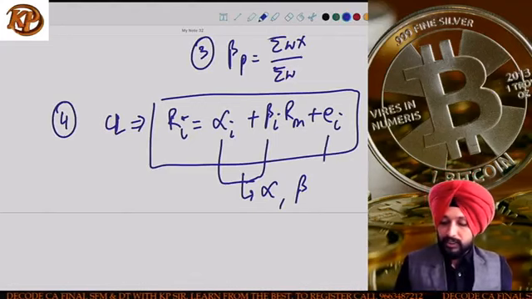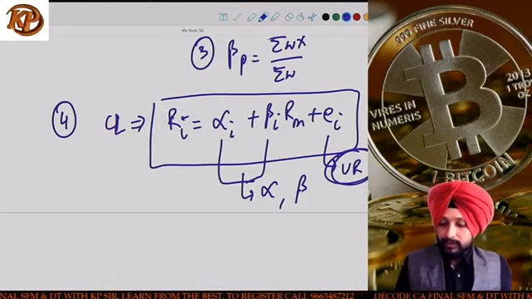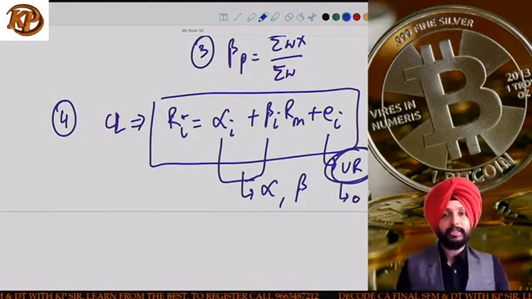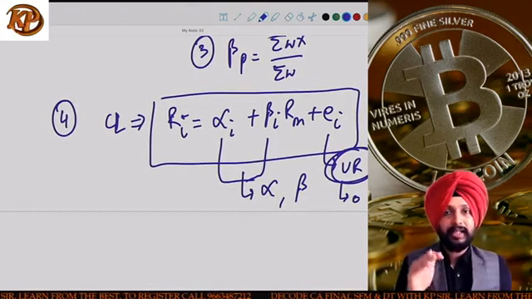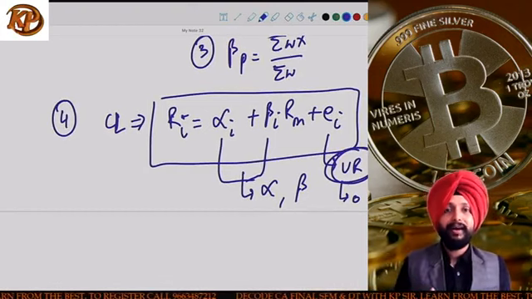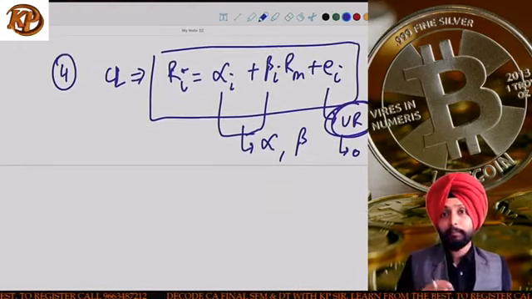If you remember this, Ei generally represents the unsystematic risk. And this unsystematic risk, if nothing is given, we take it as 0. Unsystematic risk of the stock is Ei. Nothing is said, we take it as 0. Beta i represents the beta of the stock. Alpha i represents the intercept of the stock.